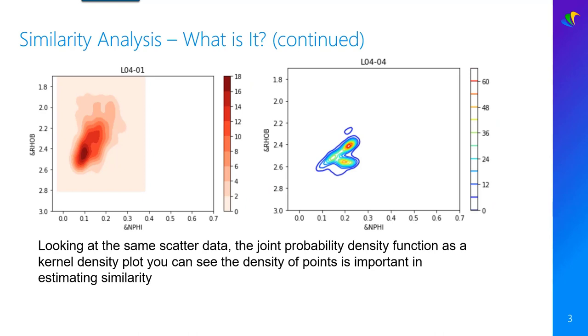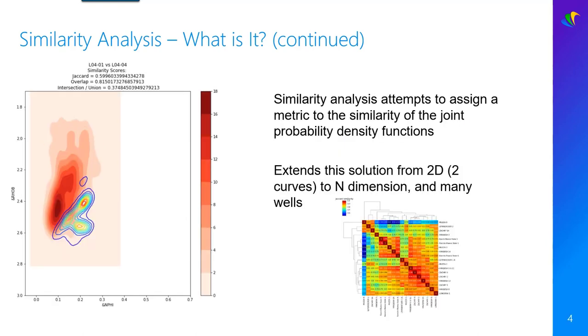So if we do kernel density plots, where you can look at the scatter plots from the two wells, you'll see that the density of points is very important in estimating similarity. It's not only the distribution of points, but the density of points. And so similarity analysis assigns metrics to the similarity of the joint probability density functions. We extend the solution from 2D, two curves, to n dimensions and many wells. And that way you're seeing the similarity of each well to every other well.